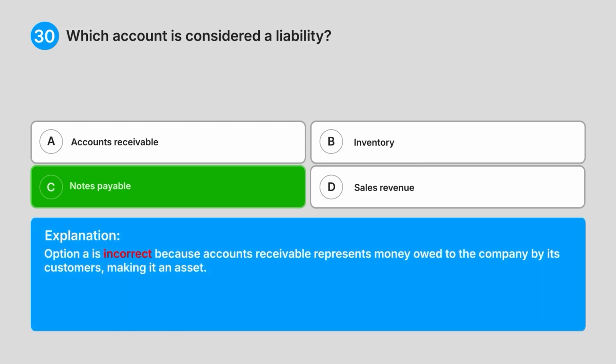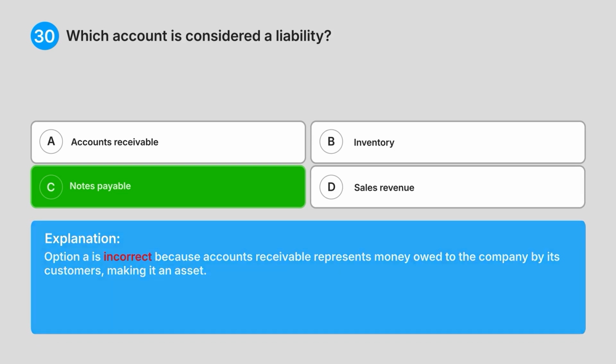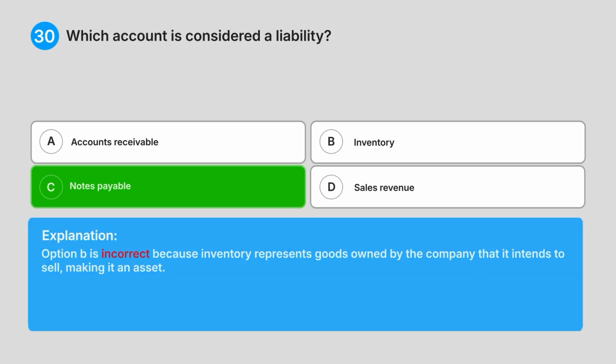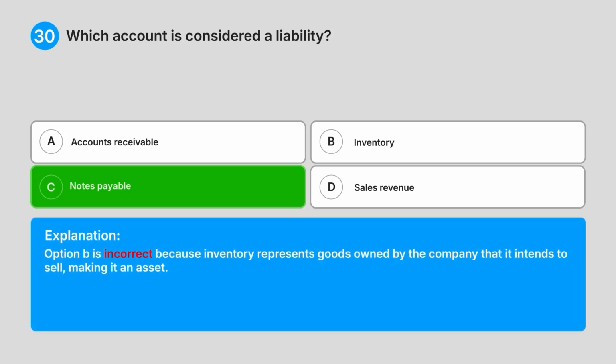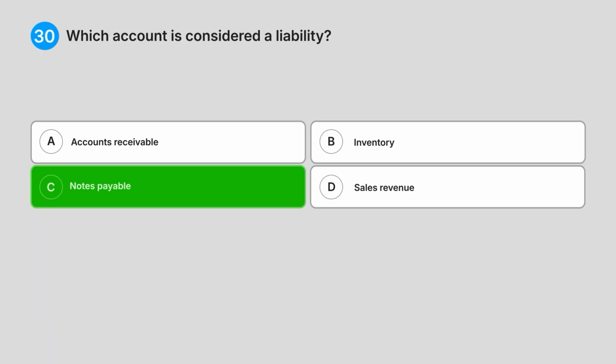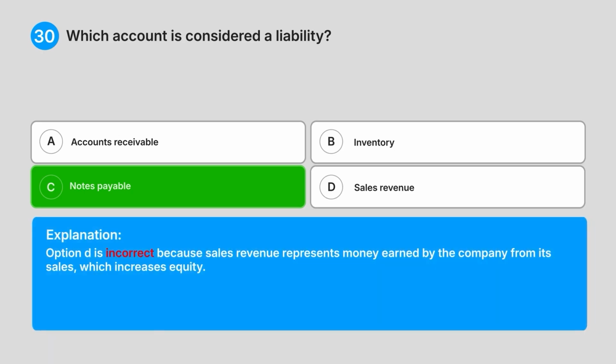Option A is incorrect because accounts receivable represents money owed to the company by its customers, making it an asset. Option B is incorrect because inventory represents goods owned by the company that it intends to sell, making it an asset. Option D is incorrect because sales revenue represents money earned by the company from its sales, which increases equity.